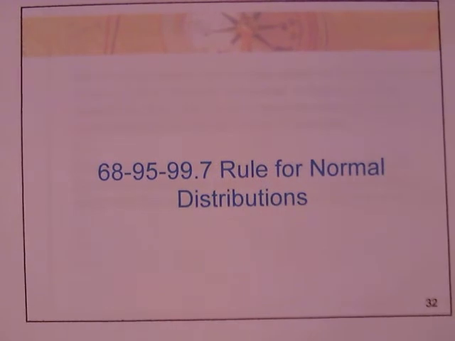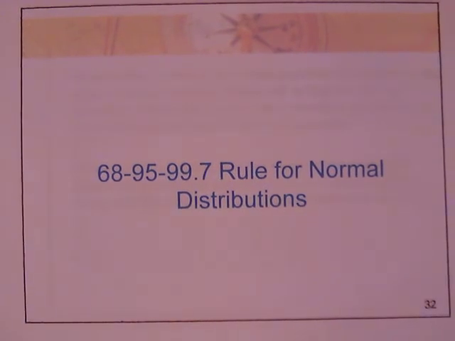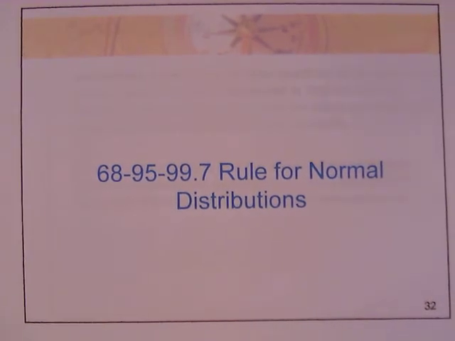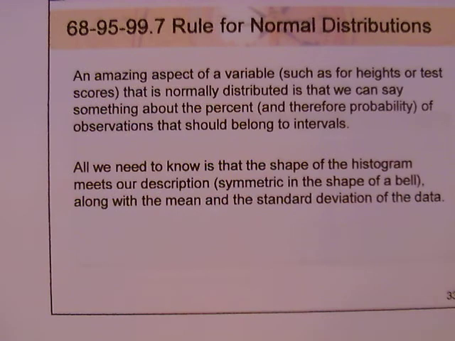All right, next we'll talk about the 68, 95, 99.7 rule for normal distributions. An amazing aspect of a variable, such as for heights or test scores that is normally distributed, is that we can say something about the percent and therefore probability of observations that should belong to intervals. All we need to know is that the shape of the histogram meets our description: symmetric in the shape of a bell, along with the mean and the standard deviation of that data.